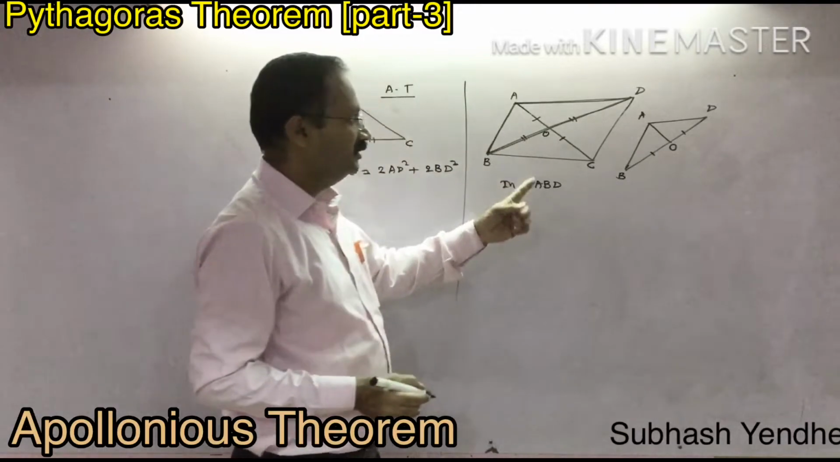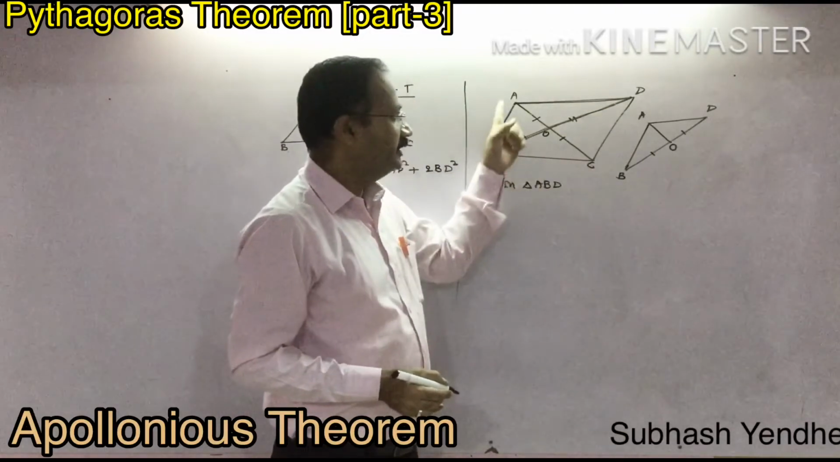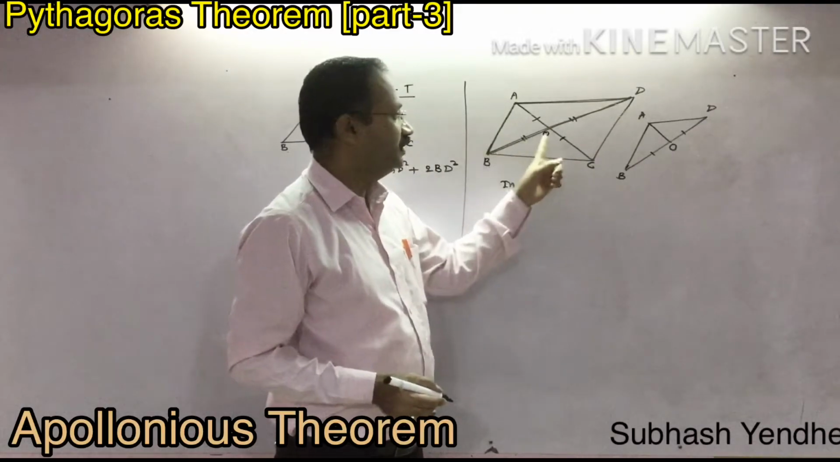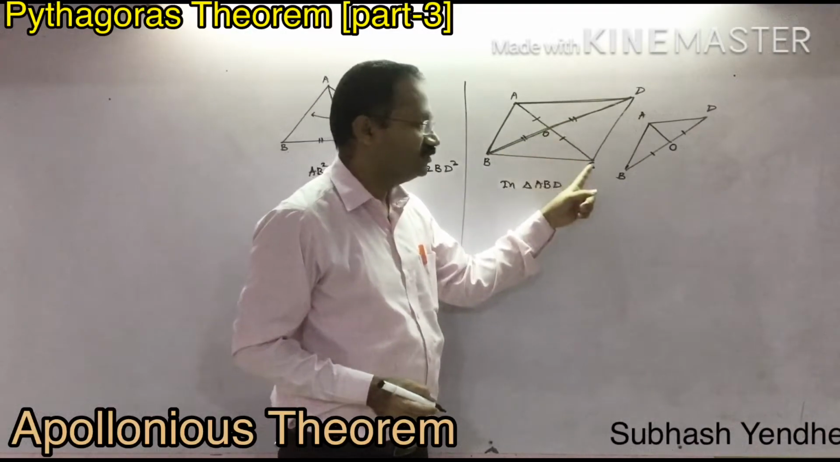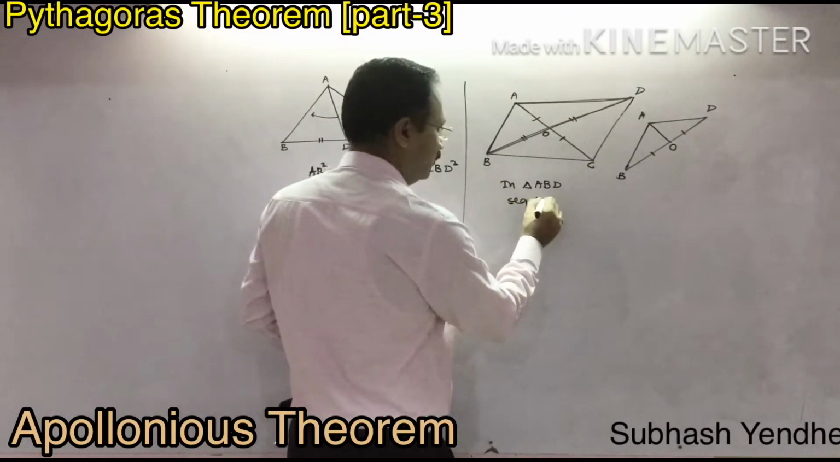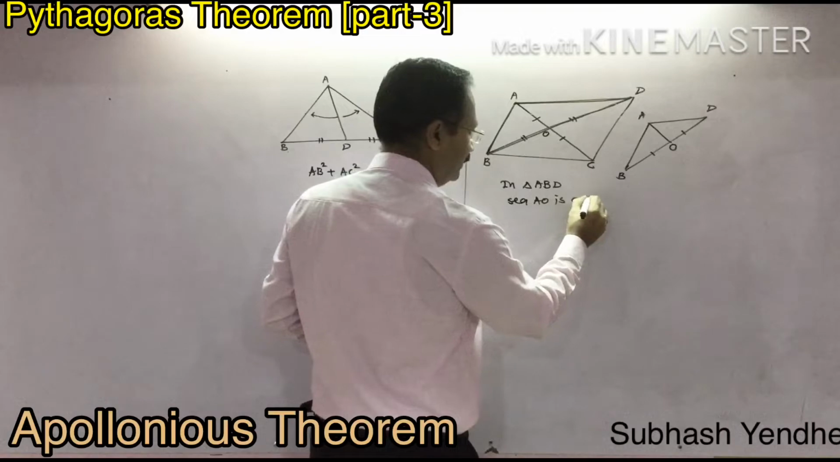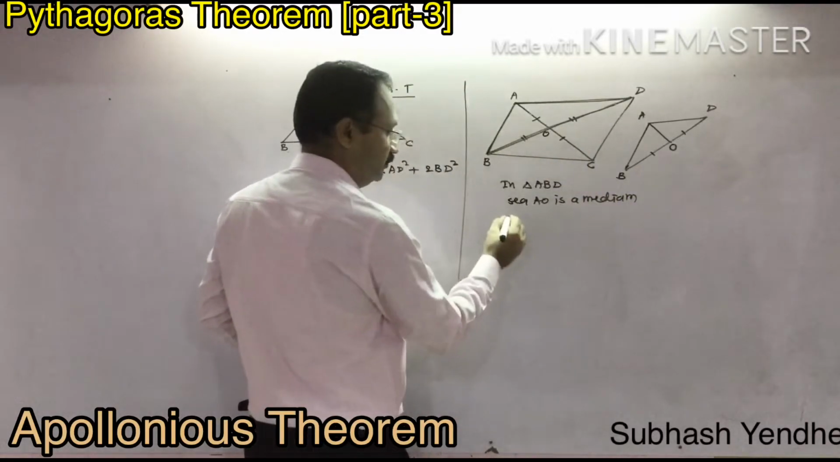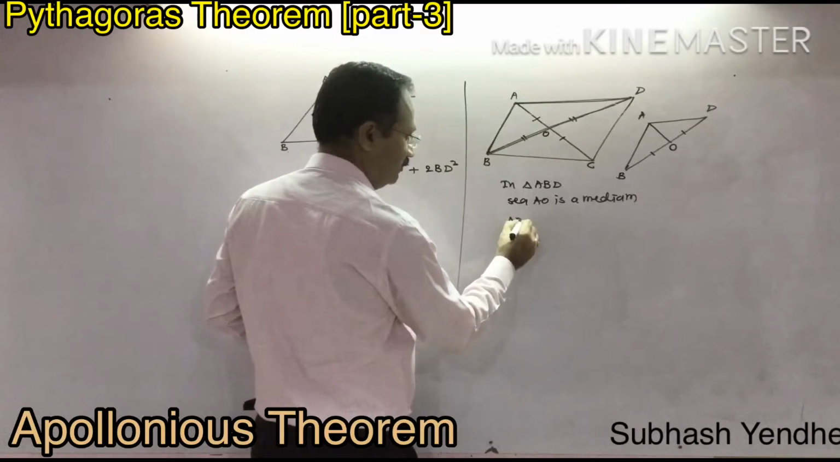So what do you observe? In parallelogram, the diagonals bisect each other. It means BO equal to OD and AO equals to OC. In triangle ABD, segment AO is the median. And therefore, in this one, you can use the Apollonius theorem.